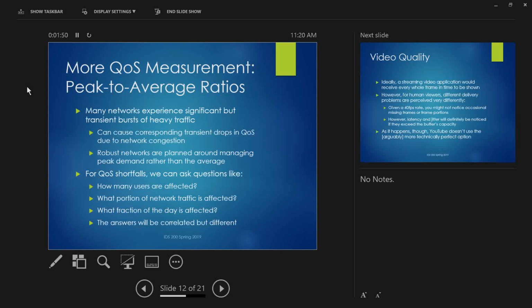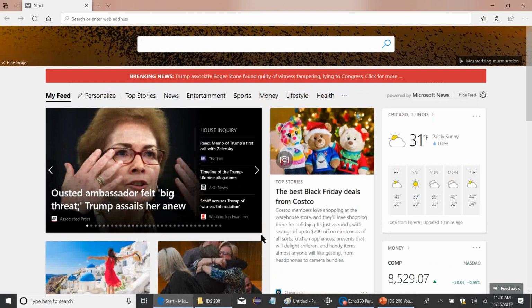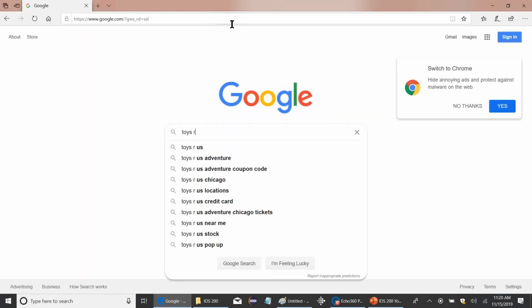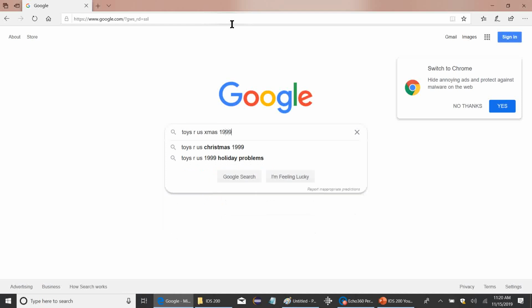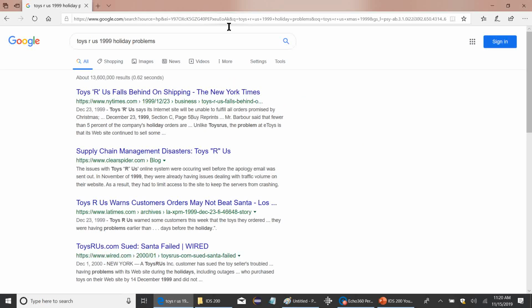Now, a historical big case of this, one that was very famous back in the day, Christmas 1999, the Toys R Us crash. And if you search around, it's kind of funny now because Toys R Us, right? But back in the day, 1999, Toys R Us was the big toy seller. And Toys R Us, Christmas 1999, holiday problem. See, there it is. You can find some articles about this. And it's listed as a supply chain management disaster. So there you go.